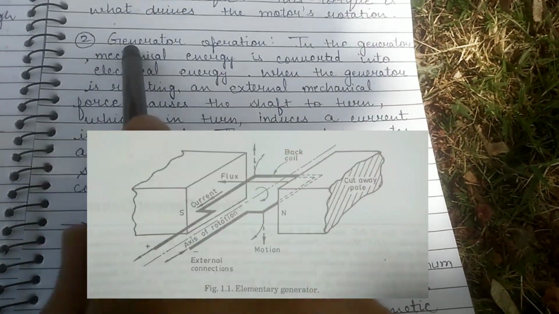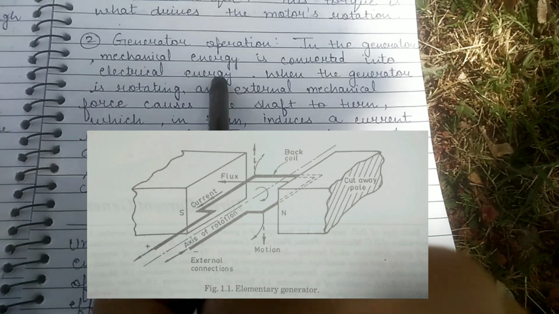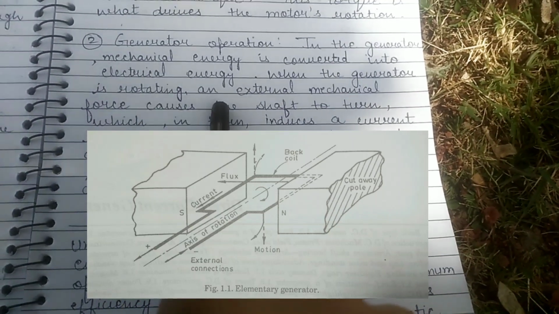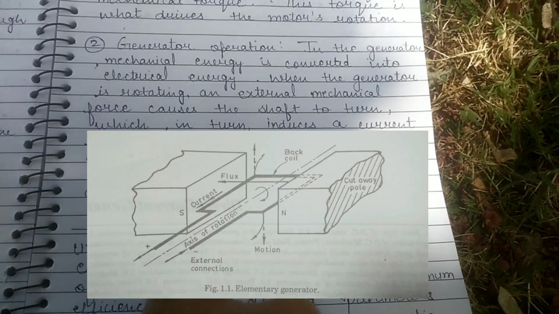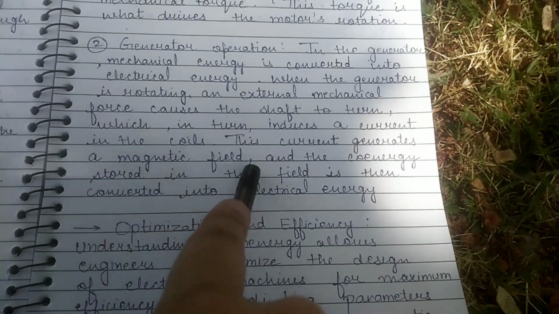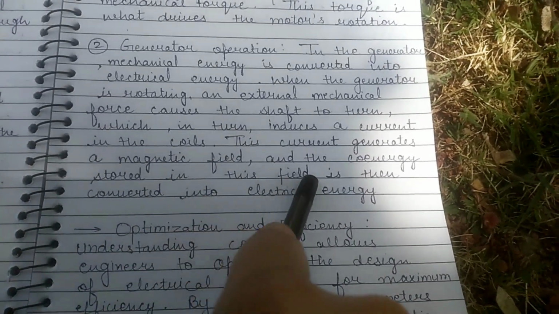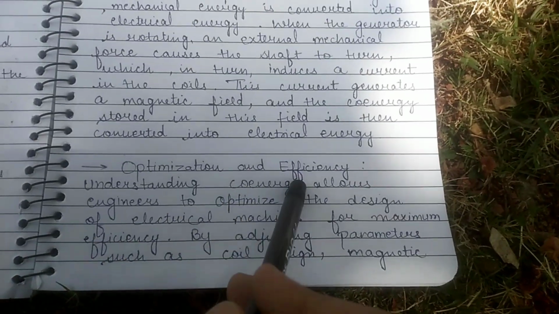And second, generator operation. In a generator, mechanical energy is converted into electrical energy. When the generator is rotating, an external mechanical force causes the shaft to turn, which in turn induces a current in the coils. This current generates a magnetic field, and the coenergy stored in this field is then converted into electrical energy.